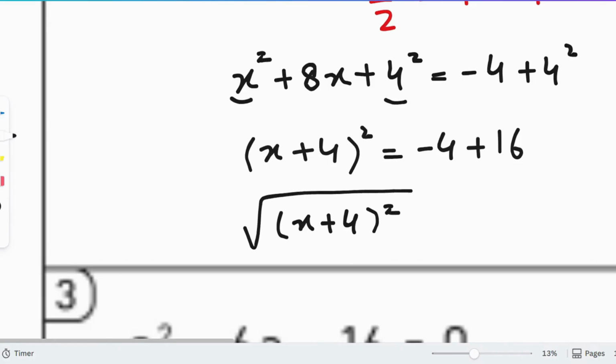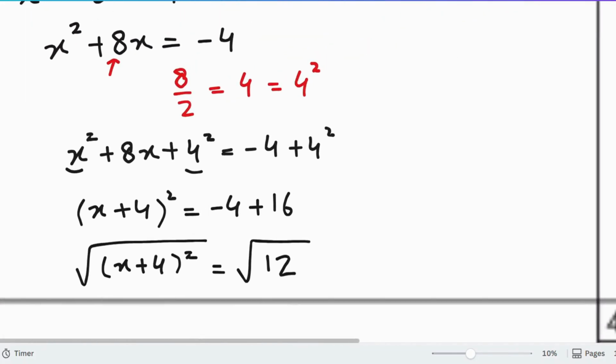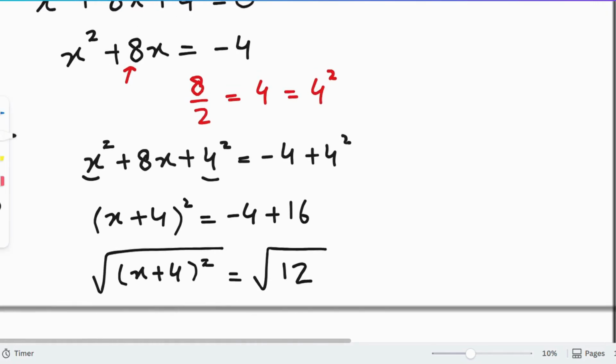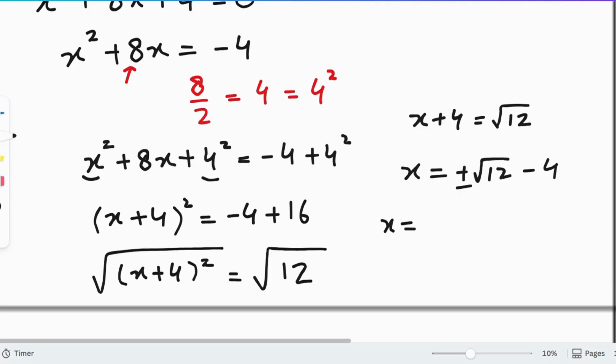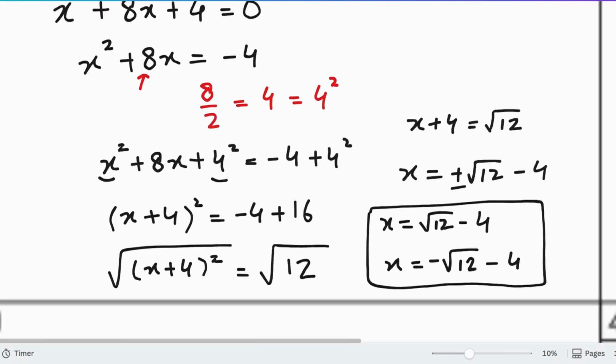Now it will become x plus 4. I will take radical on both sides. For this one, it will become radical 12, right? If I further simplify it, I'll get x plus 4 equals radical 12. So x is equivalent to plus minus radical 12 minus 4. One time I will write it as x equals radical 12 minus 4, and one time I will put it as x equals minus radical 12 minus 4. So this is going to be the solution of the first quadratic equation.